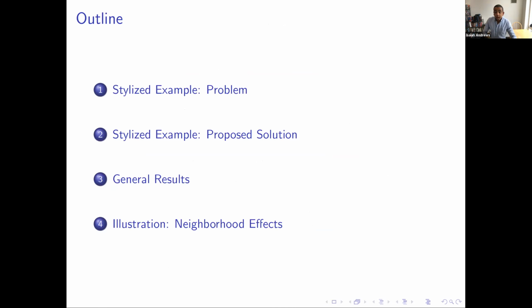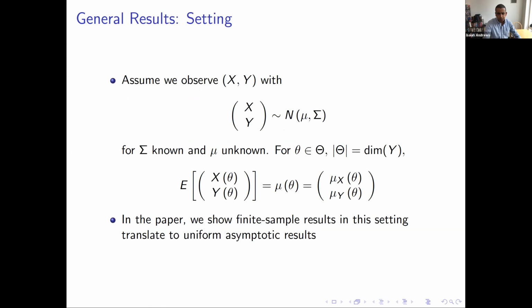All right. So with that, let me talk a bit about our more general results. Moving beyond this toy example, the more general setting we think about is one where we observe vectors X and Y, which are jointly normal with unknown mean mu and known covariance matrix sigma. Note that unlike in the toy example, sigma doesn't have to be diagonal. These things don't have to be independent. We'll again index the elements of X and Y by theta, writing mu_X(theta) for the mean of X(theta) and mu_Y(theta) for the mean of Y(theta).